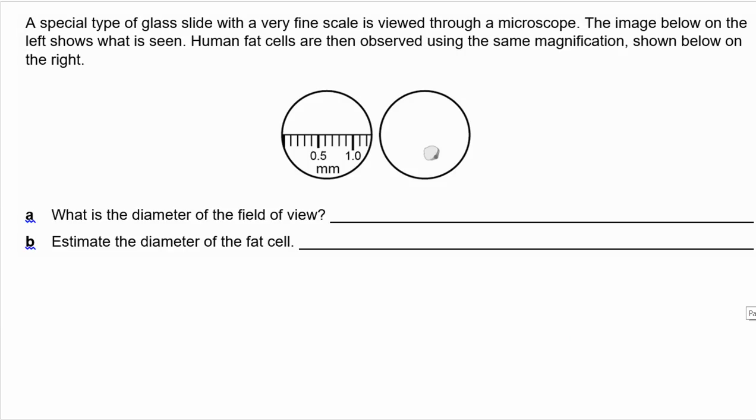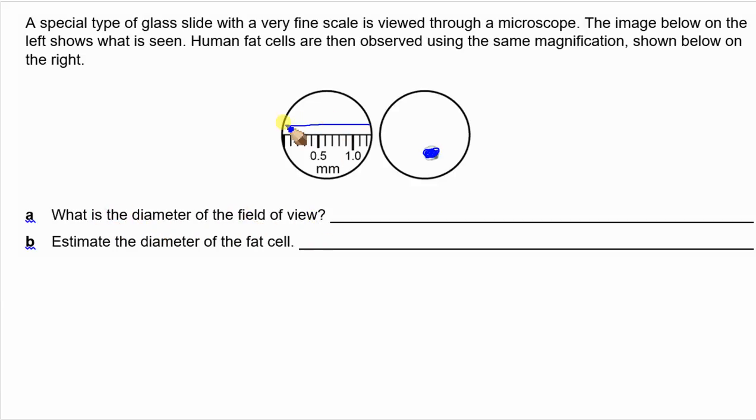So this is another type of field of view question. A special type of glass slide with a very fine scale is viewed through a microscope. So this is the measuring device that I was mentioning earlier. The image below on the left shows what is seen. Human fat cells are then observed using the same magnification shown below on the right. So this is our human fat cell, and here we've got our scale. First question, what is the diameter of the field of view?